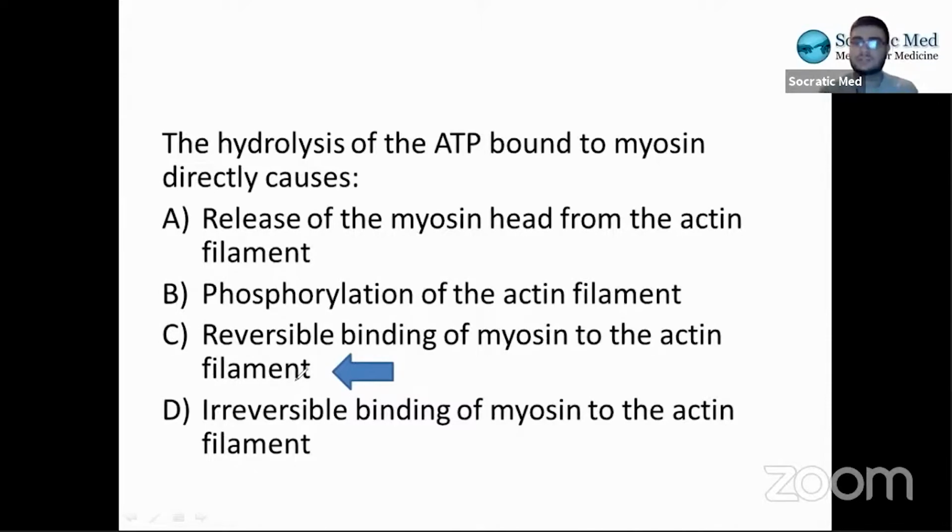I remember that hydrolysis of ATP is the breakdown of ATP for energy, right? What do you need energy for? You need energy for the myosin to actually bind to the actin, right?